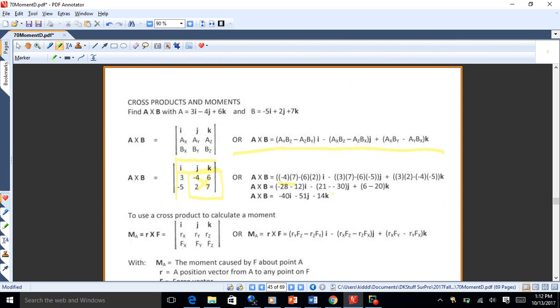And then I would do the J next, so I'd cross off the J column in the top row, and I'd be left with 3 times 7 minus 6 times a negative 5, and also I'd have to remember there was a negative out in front of that. That's the J. And then the K, I would take the last column and the top row and cross that. So I would take 3 times 2 minus a negative 4 times negative 5, and that would be the K.